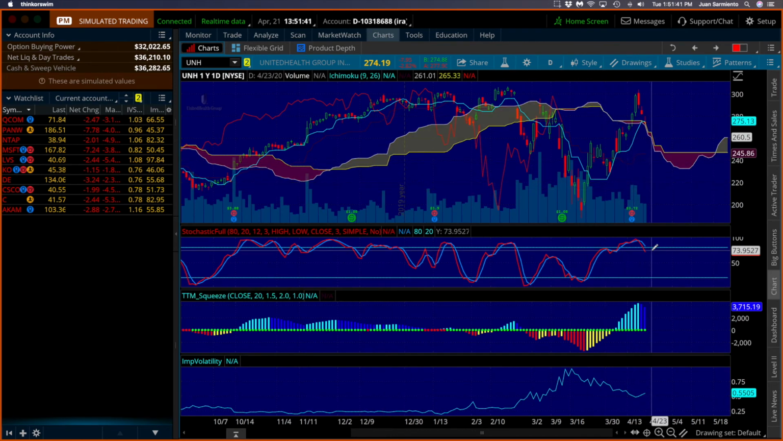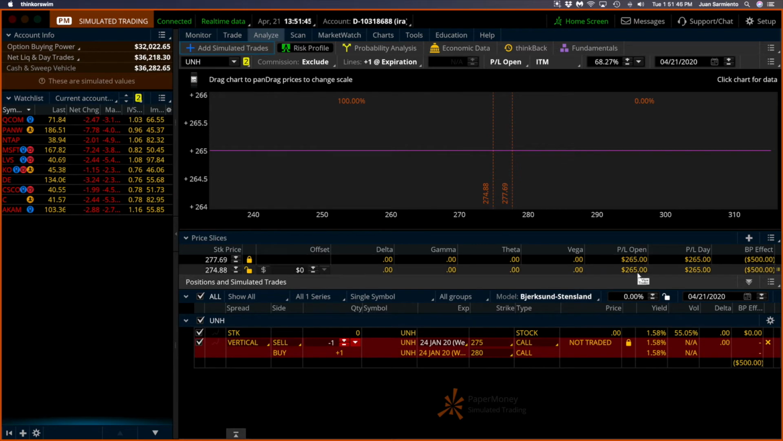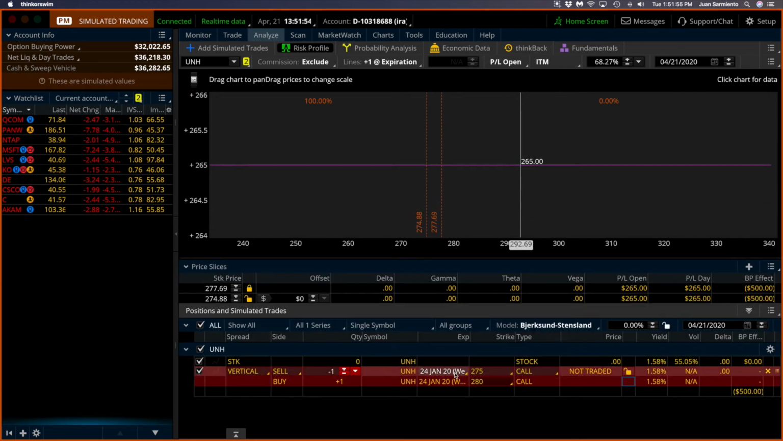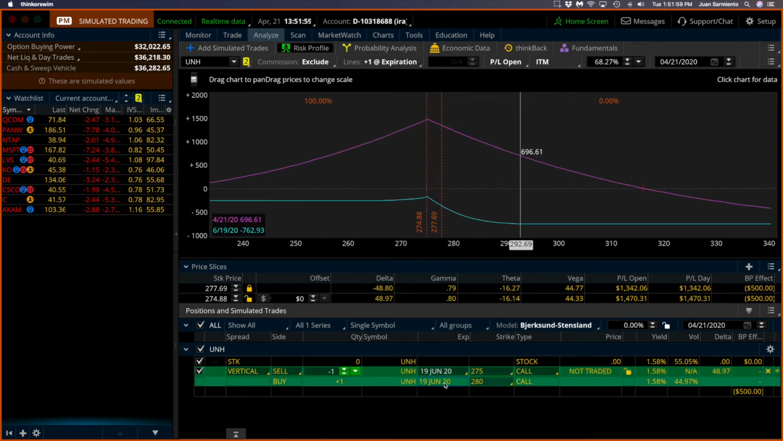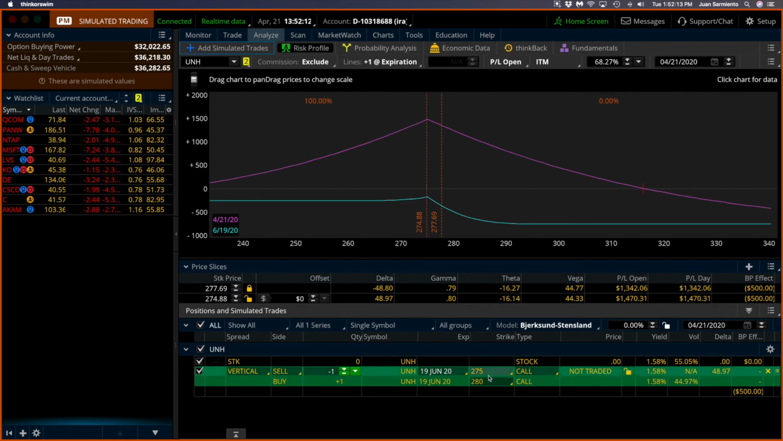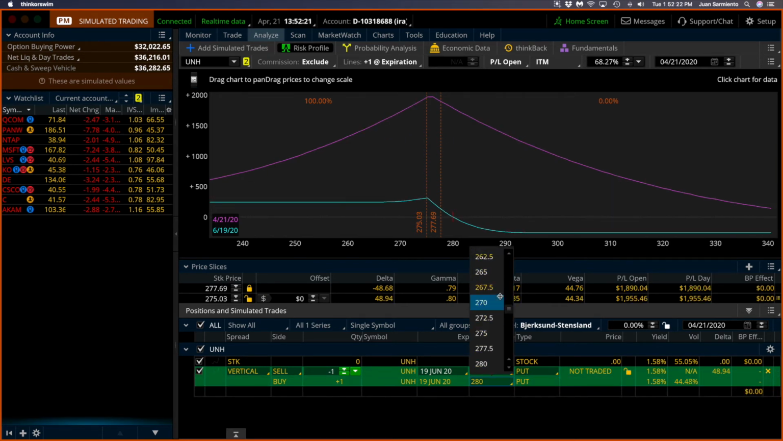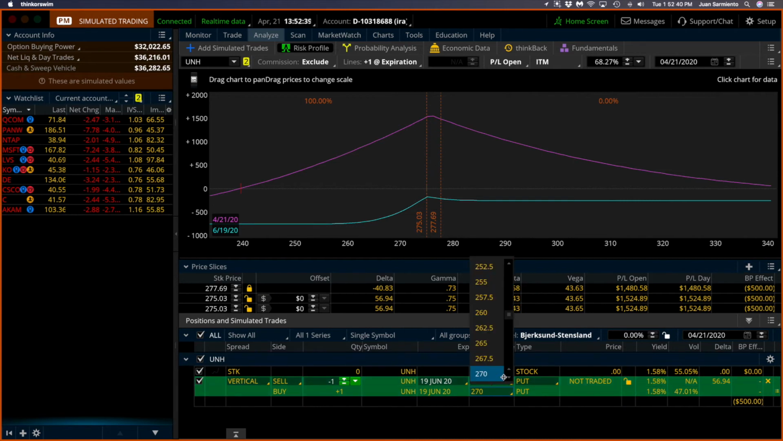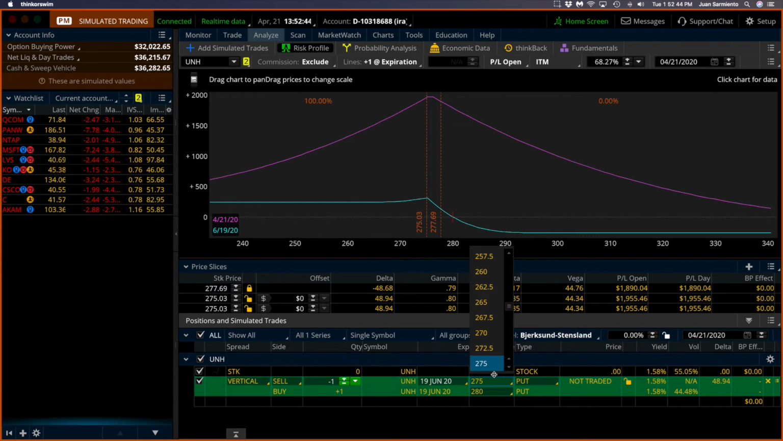Not sure that that's what I want. Yeah, it is. Okay, so I just deleted it, so I have to construct it. June. The strike price should be, let's see what the current price is. 275. Let's buy the put side first. Let's see how that works. That doesn't work. Okay, so I'm gonna buy the 80, sell the 70.